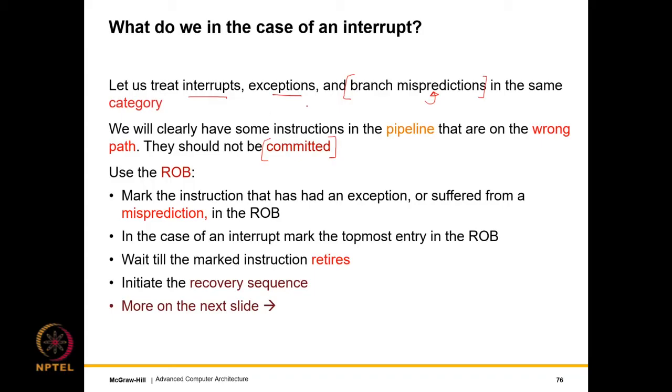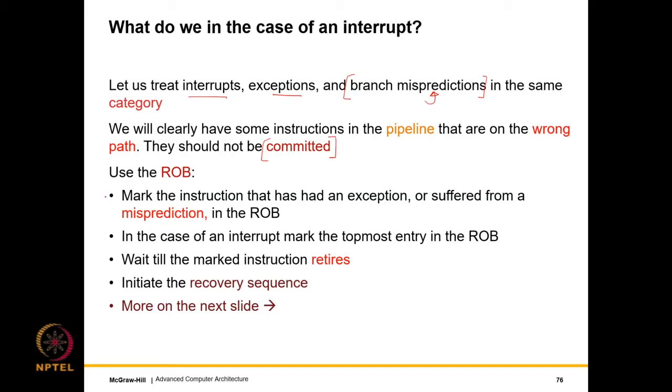So let us look at interrupts and exceptions, which are easy to handle. We just mark one of the instructions the same way we did in an in-order pipeline. And we just wait for that instruction to reach the head of the ROB. So this means that all the instructions before the marked instruction have completed and nothing after it has completed, right? Because we don't make permanent architectural state changes before commit time, right?